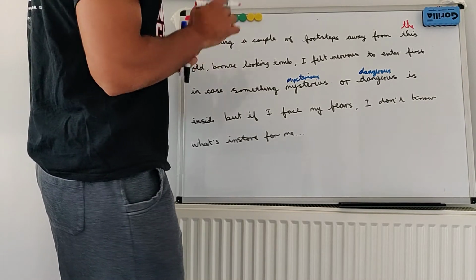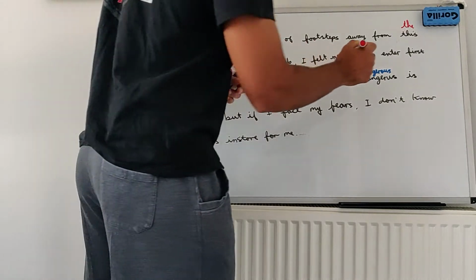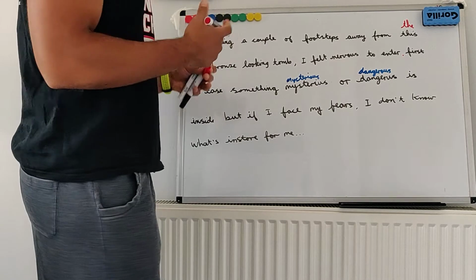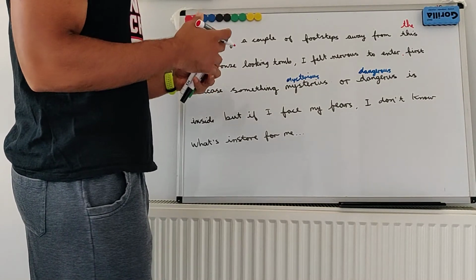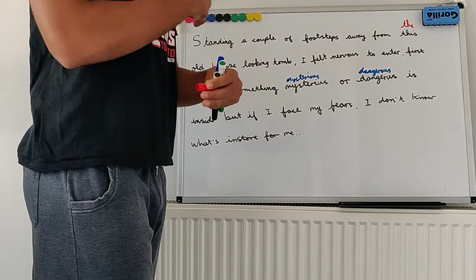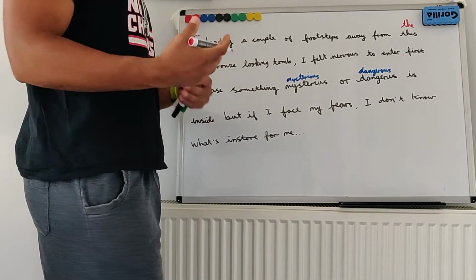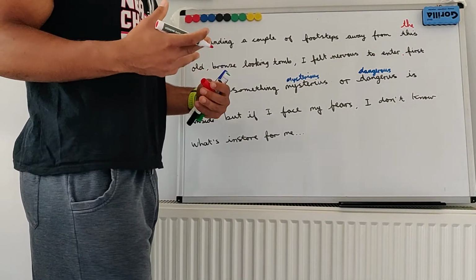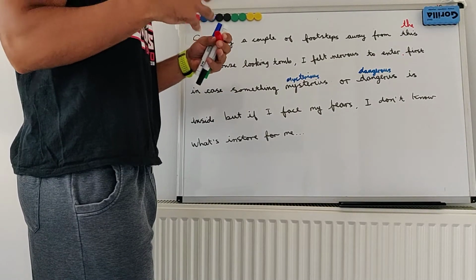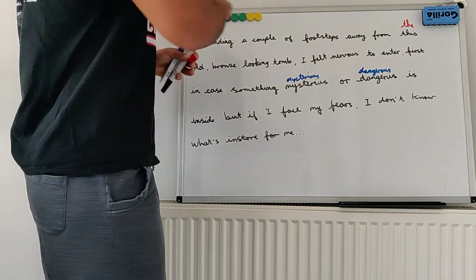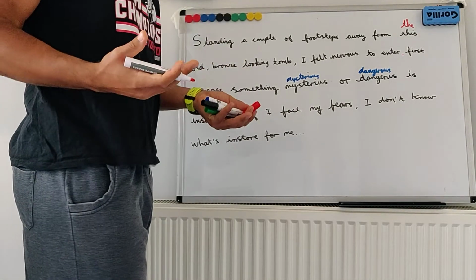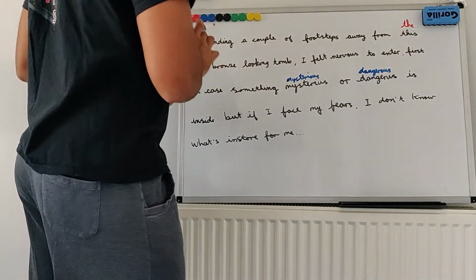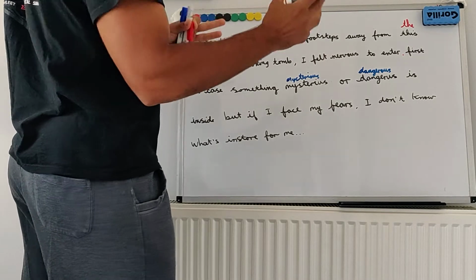okay, I felt nervous to enter. How about we maybe even stop it there, full stop there, okay? Finish that thought, because standing a couple of footsteps away from this old bronze looking tomb, I felt nervous. Brilliant. That's excellent. I think they just tried to add a little too much in this one sentence, and it just became a little bit clunky. And sometimes we do that. I do that all the time. I just try to pack too many things into one sentence, and sometimes how about separating it and making it two.